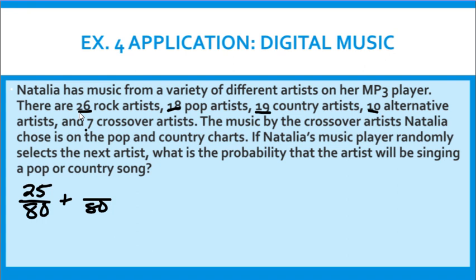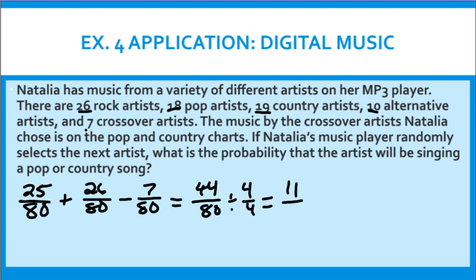And then the country, we have 19. 19 plus 7 is 26. And then we have to subtract the ones that are on both of them. So 7 of them are on both of them, so we need to subtract that. So we end up with 25 plus 26, which is 51. 51 minus 7 gives us 44. 44 out of 80. Divide this by 4/4. This would give us 11 out of 20. So the chances that her choosing either pop or country would be 11 out of 20.